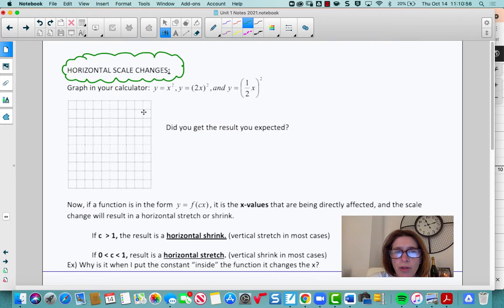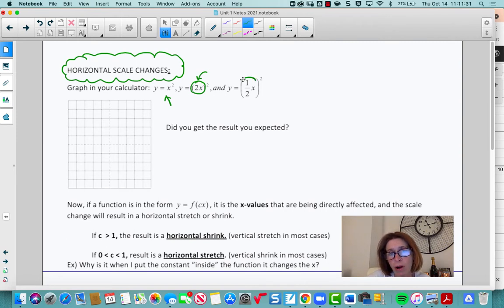First we're going to look at horizontal scale changes. What we've been working on is a vertical scale change, when there's a value on the outside of the function, but let's think about what happens when there's a value on the inside of the function. Here we have our function, the square function, the quadratic function. And here you can see I've got a 2x within the function. So once I put the x in, I'm going to change the x by multiplying it by 2. All of my x's are going to be changed by 2.